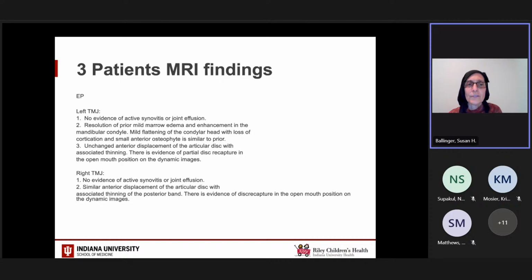EP had no evidence of active synovitis or joint effusion. This is about the third reading of her TMJ imaging that we did over the course of about 18 months. She had some improvement actually from her marrow edema. We had started her on treatment, and she had some partial disc recapture.